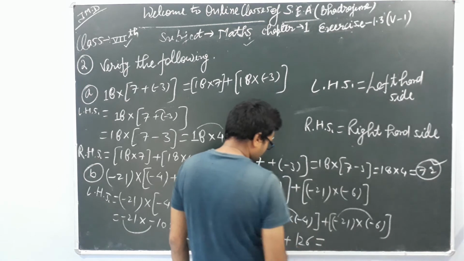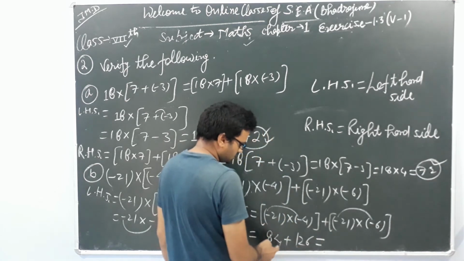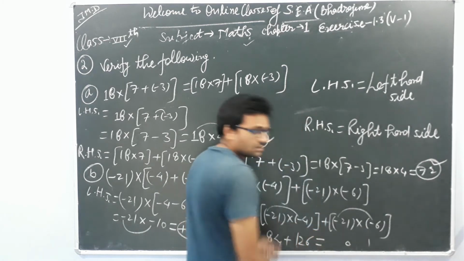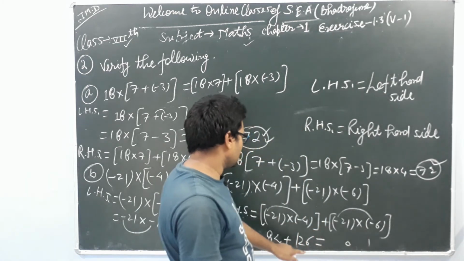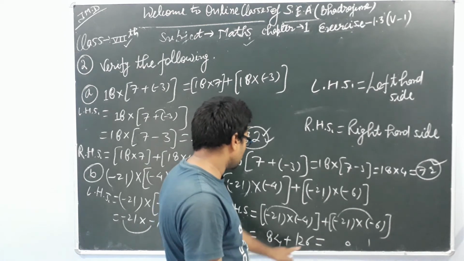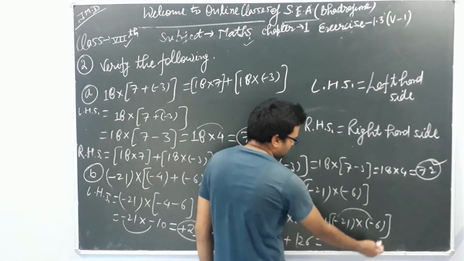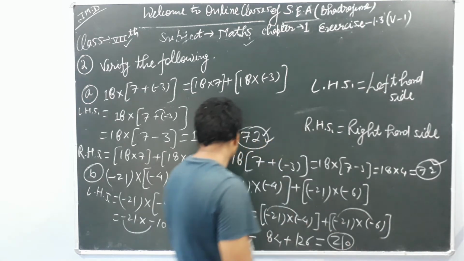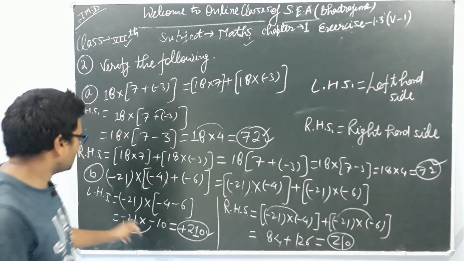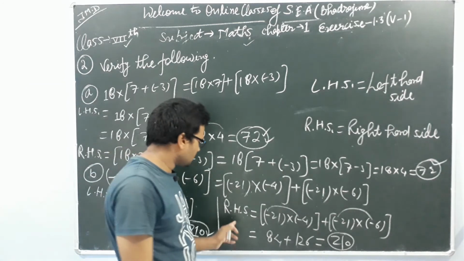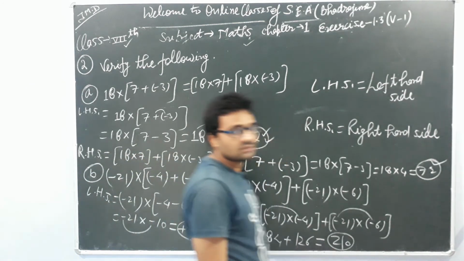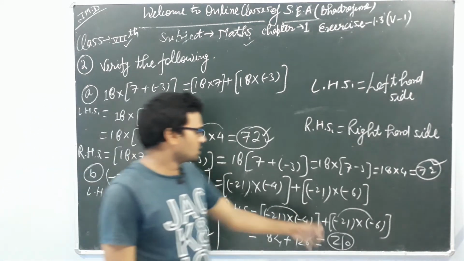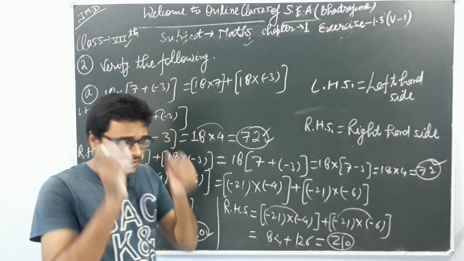This is equals to 84 plus 126. 6 plus 4 is 10, 1 will be carried over. 2 plus 8, 8 plus 2 is 10, 10 plus 1 is 11, 1 is also carried out. This is equals to 210. Now here we are seeing our LHS was 210 and our RHS is also 210. So our LHS is exactly equal to our RHS, hence the result is verified.